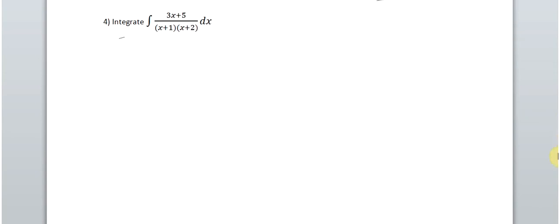Okay, and this one here is fairly obviously the partial fractions one. So let's start out with the partial fractions. So we'll start out with 3x plus 5 all over x plus 1 times x plus 2 equals a over x plus 1 plus b over x plus 2.